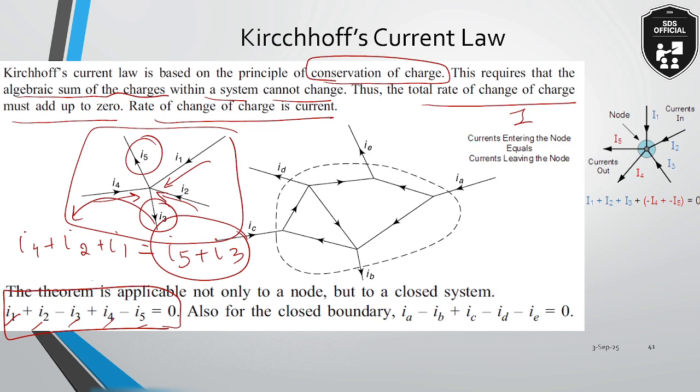Any doubt? No, sir. Okay. So this is IA. For this particular example, it will be IA, which is approaching the circuit, minus IB, which is leaving the circuit, plus IC, which is again approaching, minus ID, which is again leaving, and minus IE, which is again leaving, and the sum is equal to 0. So the algebraic sum of currents entering and leaving a circuit or a node is always equal to 0.